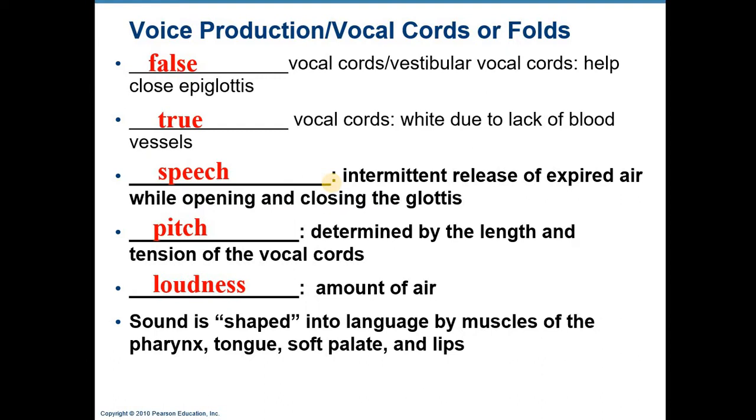air passage. Speech is nothing but intermittent release of expired air with the opening and closing of the glottis. So air going through there is what allows for speech. The pitch, which is simply how high or low we talk, is determined by the length and the tension of the vocal cords. And the loudness, which is our volume, is due to the amount of air coming through the glottis. Sound is shaped into language by muscles of the pharynx, the tongue, soft palate, and lips. All of those help with being able to speak and form words with our language.